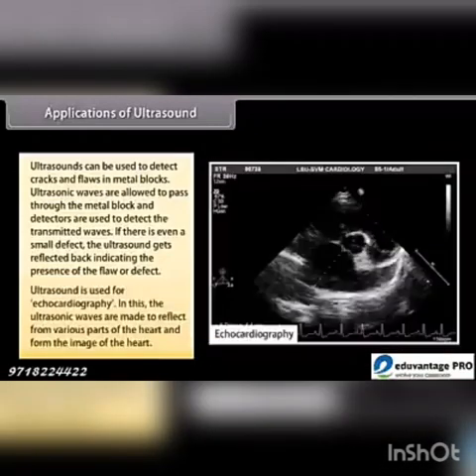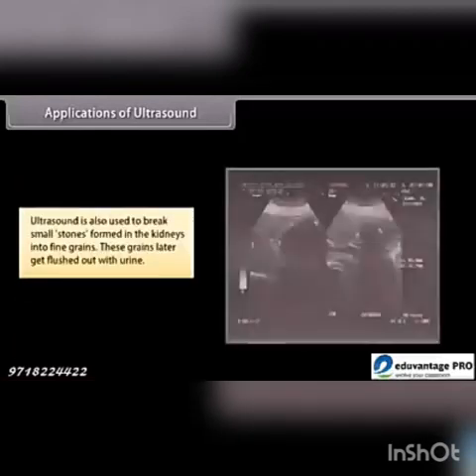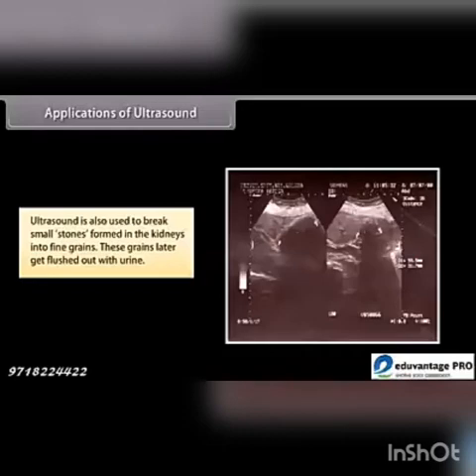Ultrasound is used for echocardiography. In this, the ultrasonic waves are made to reflect from various parts of the heart and form the image of the heart. Ultrasound is also used to break small stones formed in the kidneys into fine grains. These grains later get flushed out with urine.